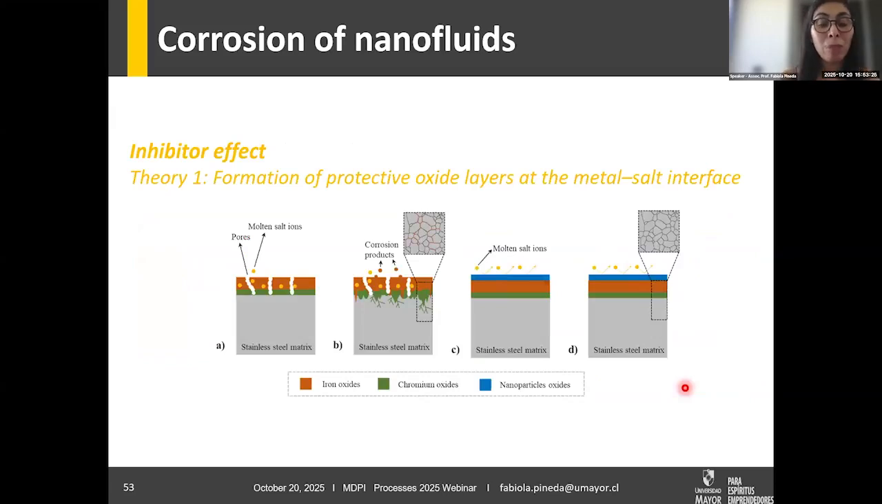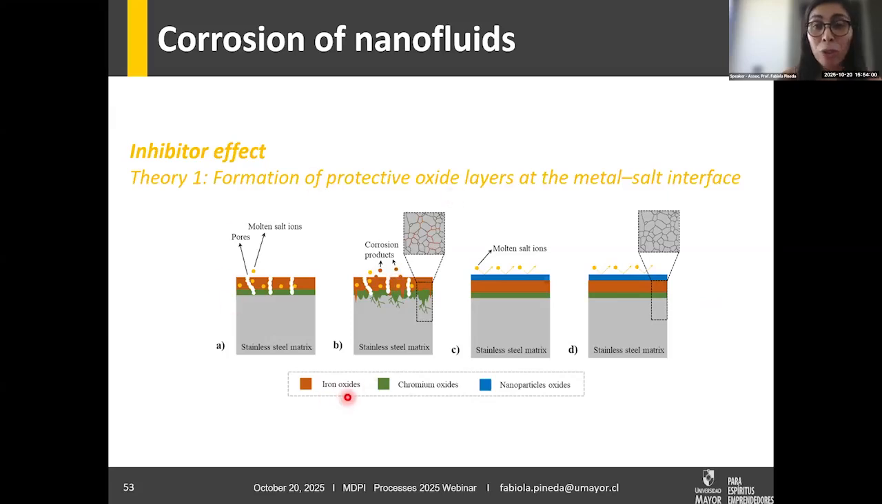So we are now doing some experimental and theoretical studies related to these theories. And I can show you a little bit of this information because we are now producing some manuscripts. In regards to the inhibition effects, we have two theories. The first one is related to the use of this type of nanomaterials that fill the pores of the different corrosion layers and avoid the corrosion degradation of the metallic materials used in these applications.